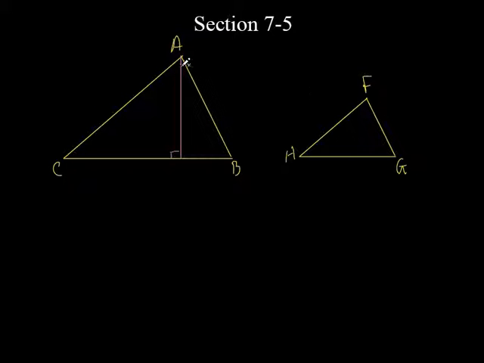Okay, I've got two triangles right here. In this triangle right here, I drew a line from the vertex perpendicular. I could have drawn it from C perpendicular to this side or from B perpendicular to this side. I just decided to draw one of them.